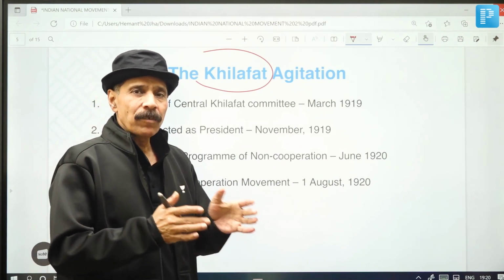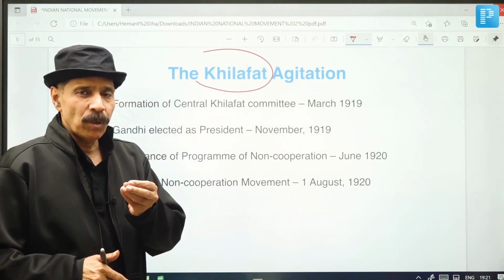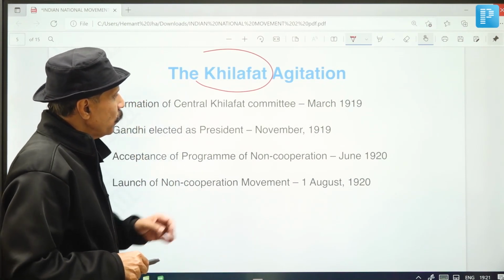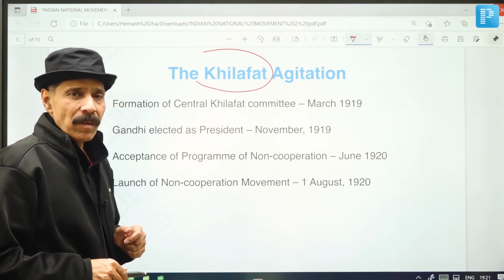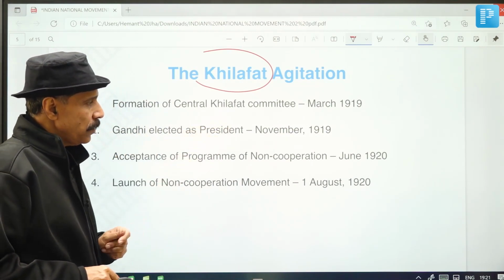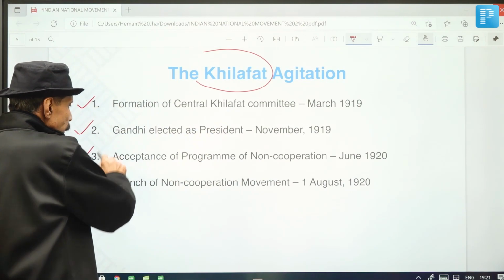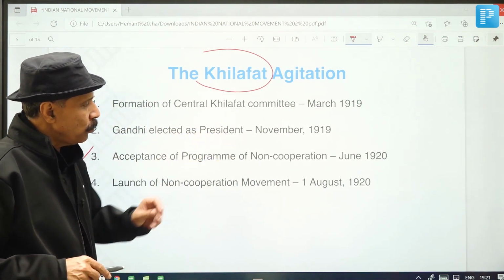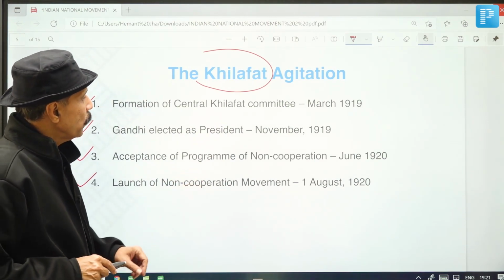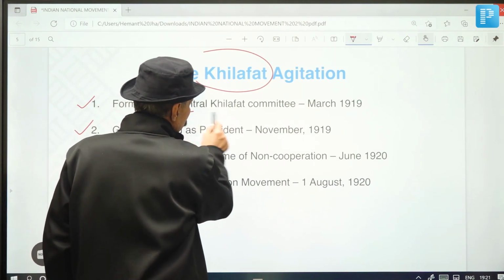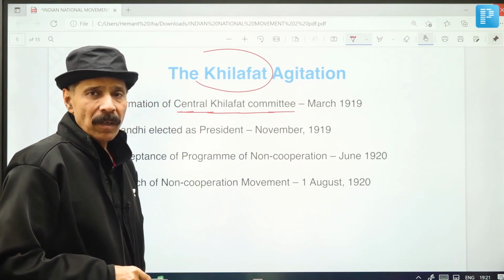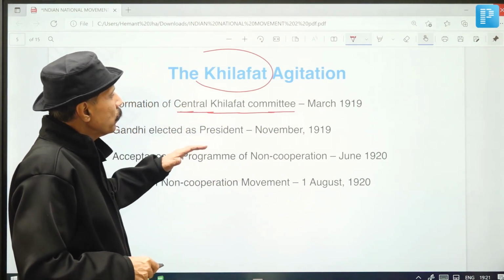And related to Khilafat agitation, a few points are important for you. One, formation of Central Khilafat Committee, March 1920. Second, Gandhi elected as president, November 1920. Third, acceptance of program of non-cooperation in June 1920. And fourth, launch of non-cooperation movement from this platform, Central Khilafat Committee, 1st August 1920. Years are just for giving you a broad idea.